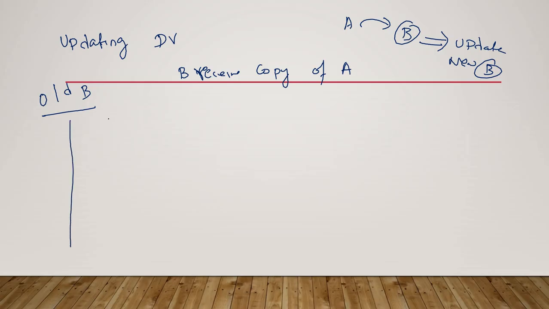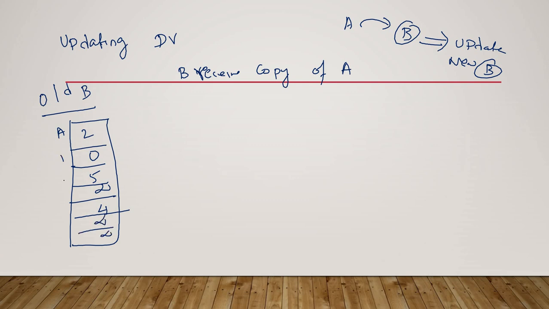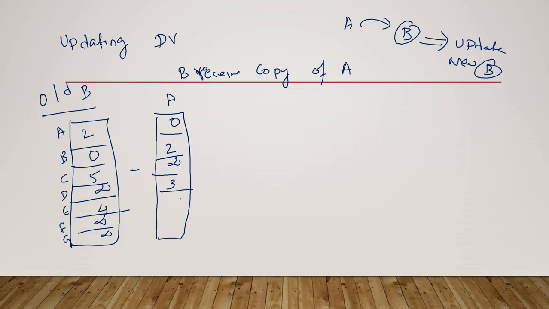So old B vector values: 2, 0, 5 and infinite, 4, infinite and infinite. So B, C, D, E, F, G. Okay. So the A vector is sharing its information. What is the value? 0, 2, infinite, 3, again infinite, infinite, infinite.